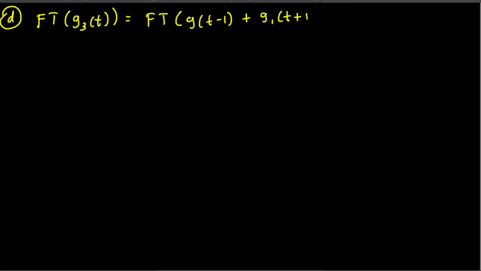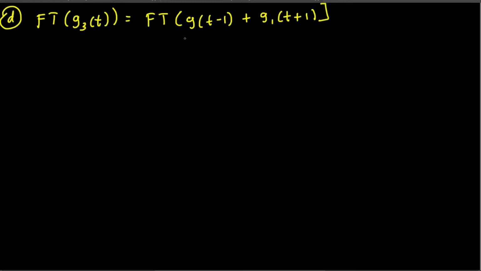So the equation for g3(t): the Fourier transform of g3(t) is basically the Fourier transform of g(t−1) plus g1(t+1).